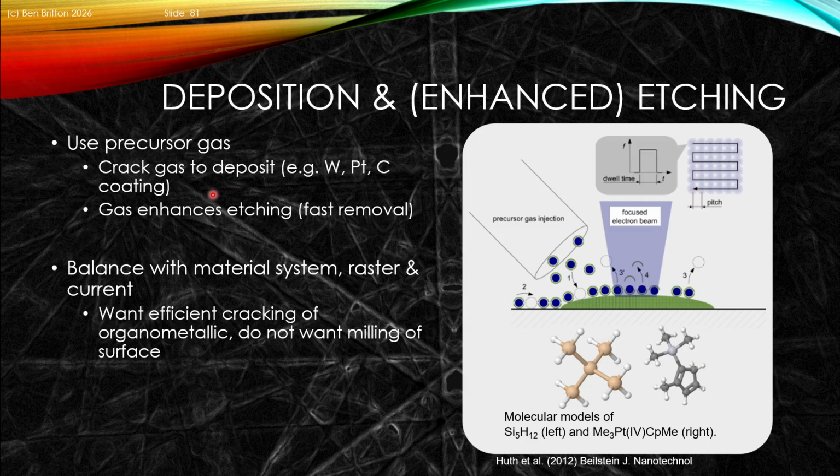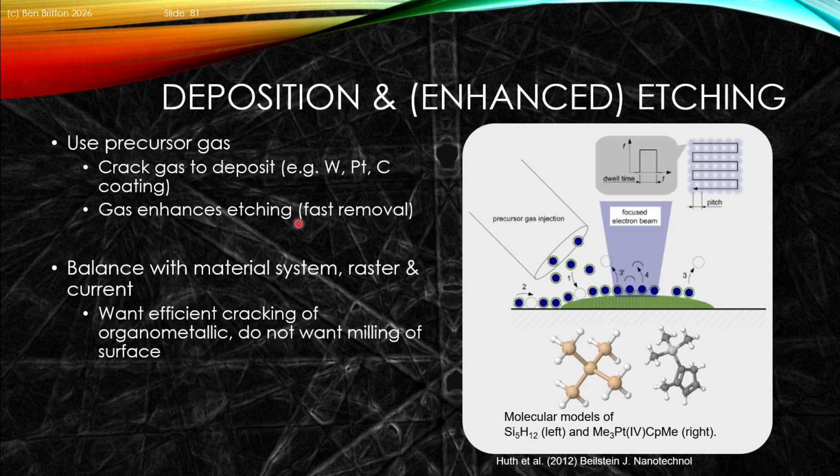So we're going to use effectively a precursor gas. We're going to crack it to deposit platinum, tungsten or carbon rich coatings. We can also, if we have an ion beam, use the precursor gas to enhance etching, and that can be a fast removal method. We'll see why that's important in a minute.